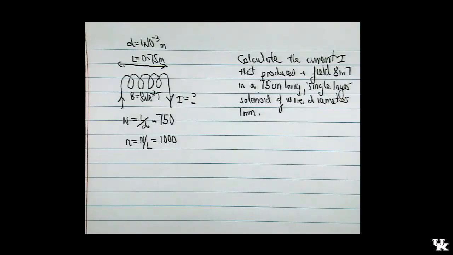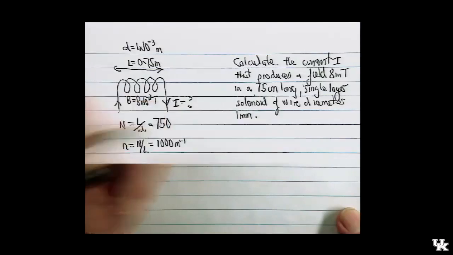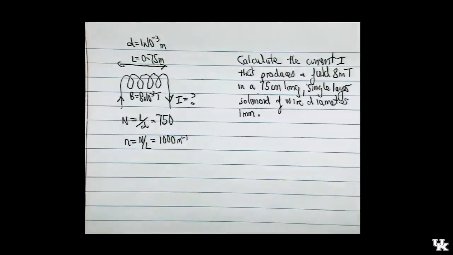The number of turns per unit length of the solenoid is that 750 turns divided by the 75 centimeters. So that's 1,000 turns. I should have put per meter here. There's a dimension here. This is 1,000 turns per meter. Well, I can still put that there, can't I? I'm thinking this is an overhead. Okay, so anyway, that was my starting point.